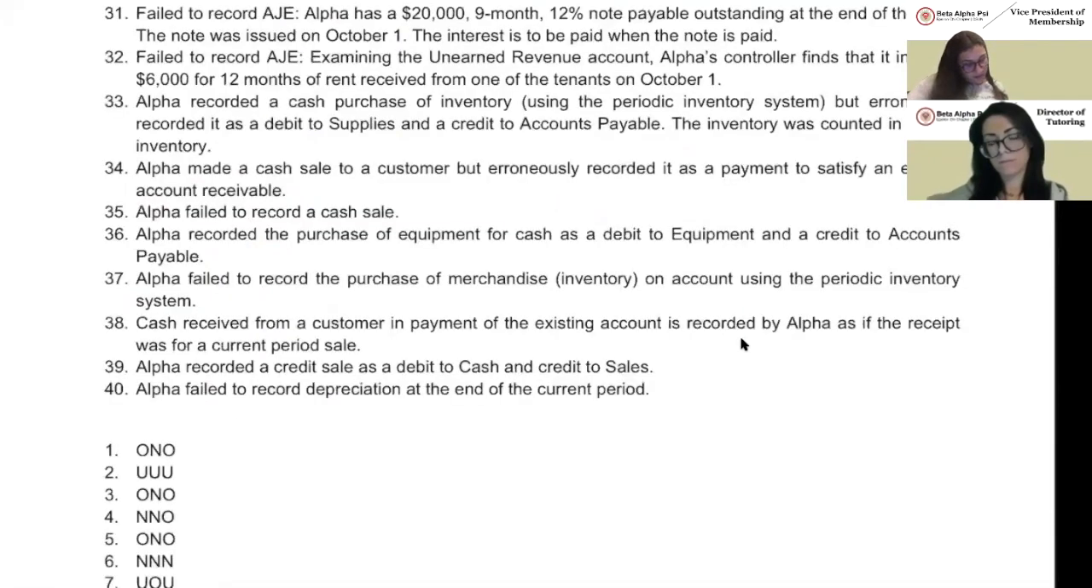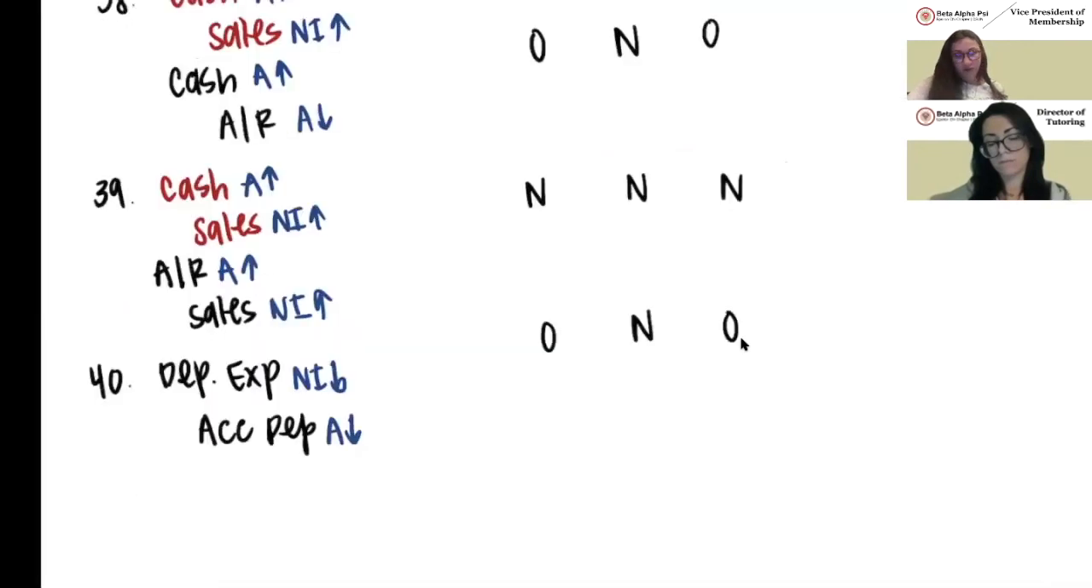40. Alpha failed to record depreciation at the end of the current period, so they just forgot to record a depreciation adjusting journal entry, which is a debit to depreciation expense and a credit to accumulated depreciation. Depreciation expense lowers our net income. Accumulated depreciation is a contra asset, so it lowers our assets. And so our assets were never lowered, so they're overstated. Neither of these accounts affect our liabilities, so there's no effect.